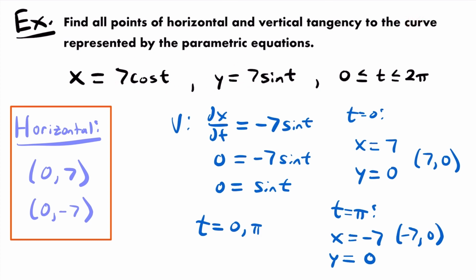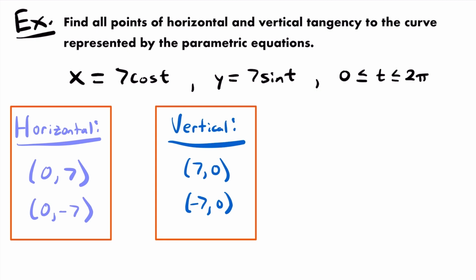And so now we have finished this example. We have found all points of horizontal and vertical tangency to the curve represented by these two parametric equations. The only 2 points of horizontal tangency where we have horizontal tangent lines are 0, 7 and 0, -7, and the only 2 points where we have vertical tangent lines are 7, 0 and -7, 0. So these 4 points are all the points of horizontal and vertical tangency. And that was it for this example, and this was the last example for this video.